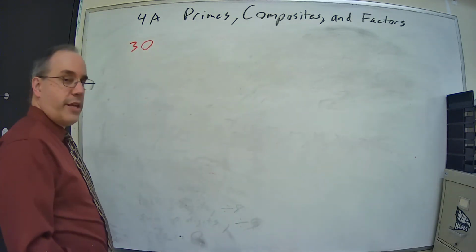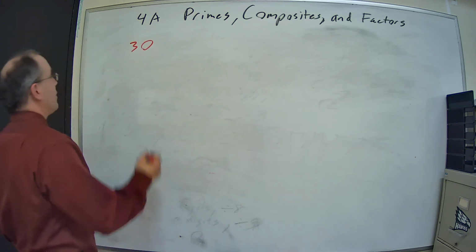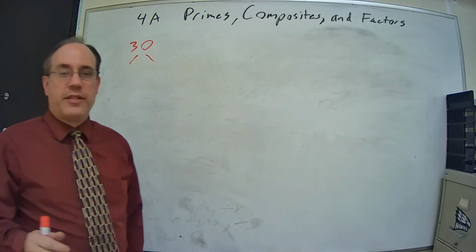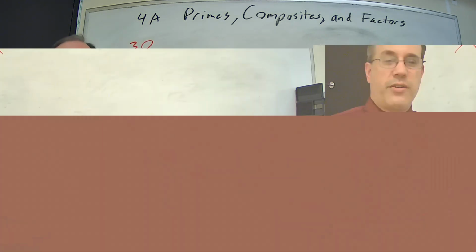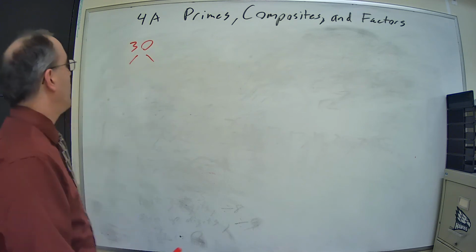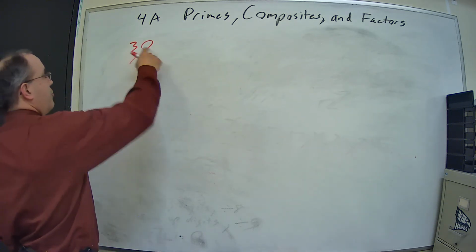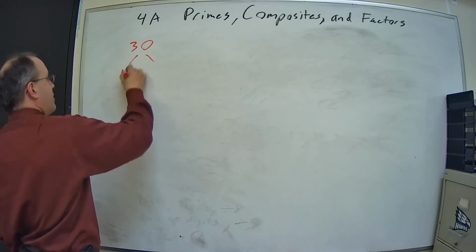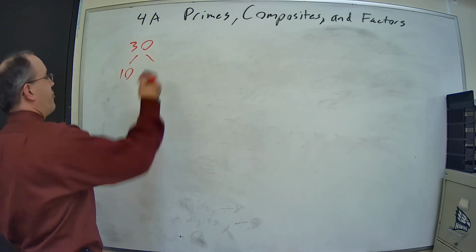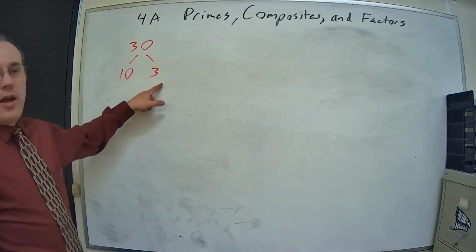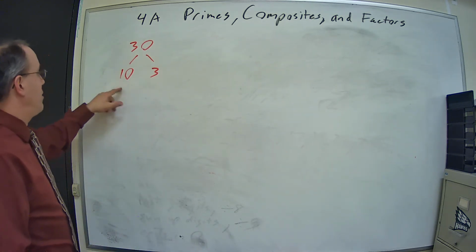Let's try 30. And I'm going to do it a little differently this time, just to show you that you don't necessarily have to follow the rules that I had. We have 30. You may notice right away, well, wait a second, I can pull 10 out of that. So that gives me 10. 30 divided by 10 is 3. 3 is a prime number, so we're good over there.